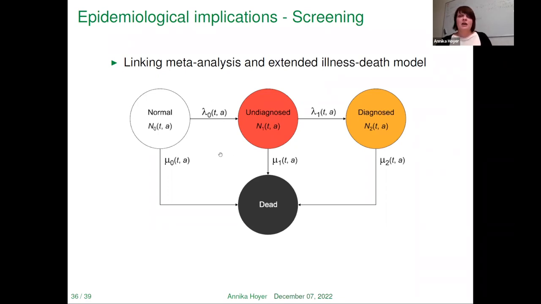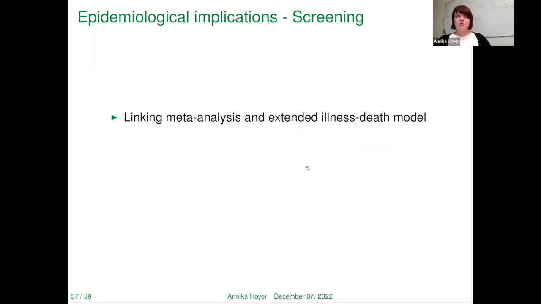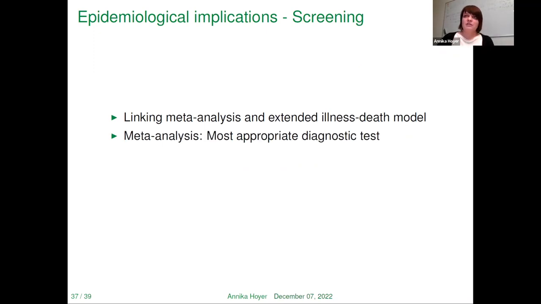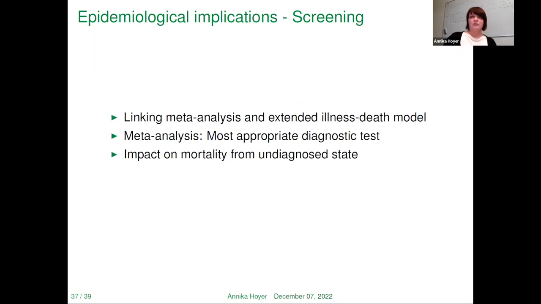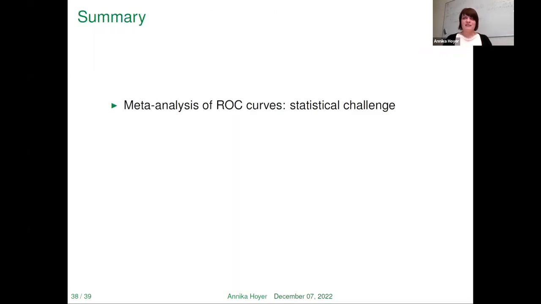And I would be interested in what happens to the different transition rates if we have a screening test available. If we have a screening test available, then we aim to move persons who are undiagnosed faster to the state of diagnosed. And I would be interested in how a valid screening test affects the mortality of the undiagnosed. This would be a future research project where we aim to link meta-analysis and the extended illness-death model, where we get the most appropriate diagnostic test from our meta-analysis and are interested in the impact on mortality from the undiagnosed state.